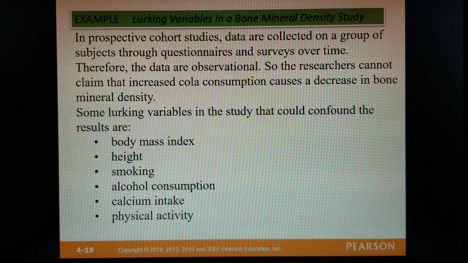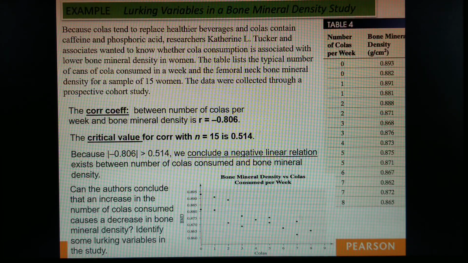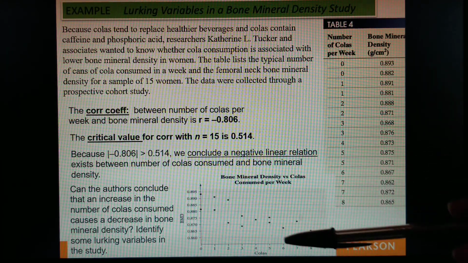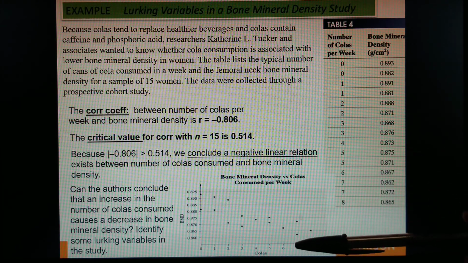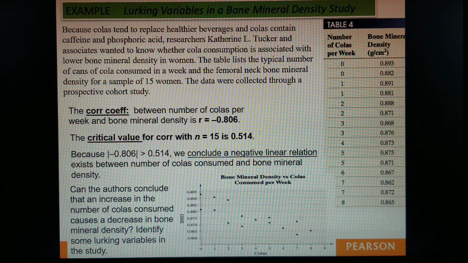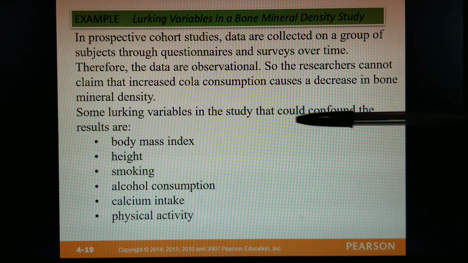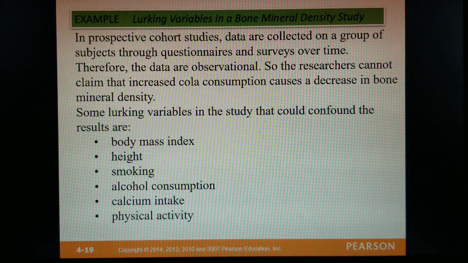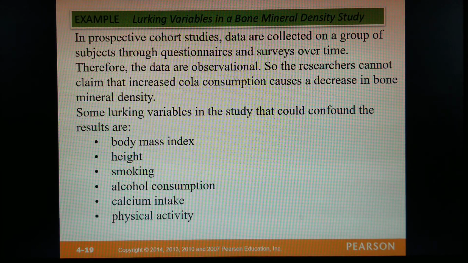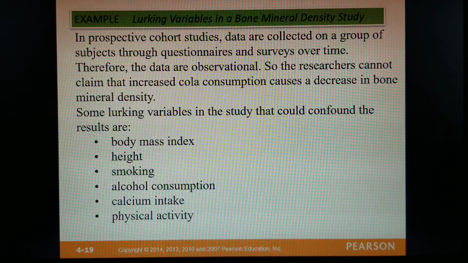So there's no way that I can say drinking sodas is going to cause your bone mineral density to decrease. We can definitely say there's a relationship here. There's a negative linear relationship, but I'm not able to say that it causes it because I need to be able to control all these other factors to be able to actually say this one thing is what caused it. So therefore, we always just say that there is a negative linear relationship between. We do not use the word cause.